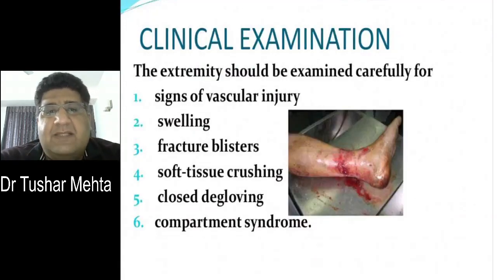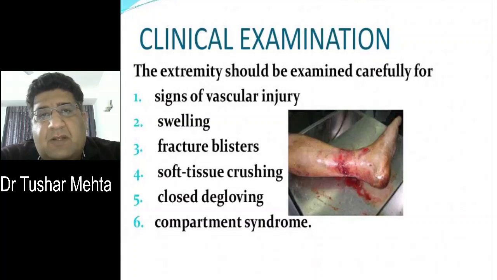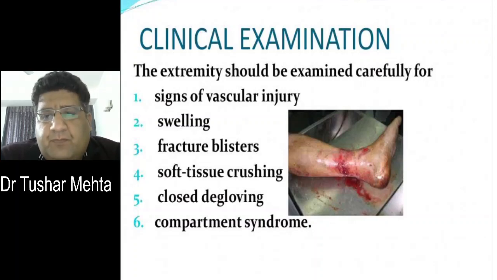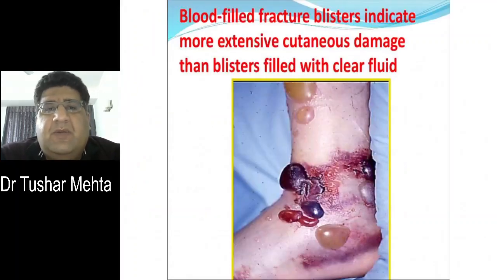As far as clinical examination is concerned, a first-year resident, before going for anything else, if you see an ankle like this, which is shown in this image here, the first thing is that you have to rule out the distal neurovascular status. So vascular injury has to be observed, then swelling, then whether there are some fracture blisters or not, whether there is soft tissue bruising, some closed degloving, or whether it is going into an impending compartment syndrome or not. Important points about clinical examination.